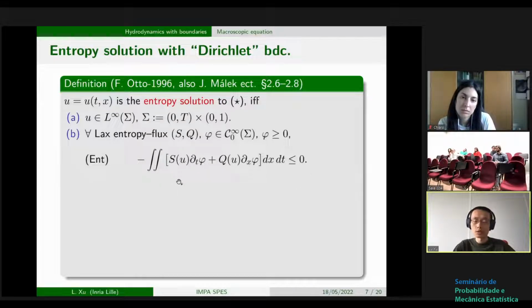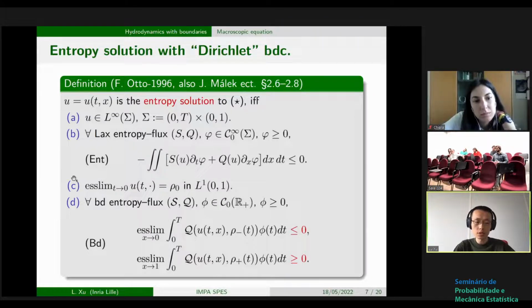And then we look at the initial and the boundary condition. The initial condition is not so interesting, so let's just omit it. It's just continuity in L1. The important thing is the boundary condition.